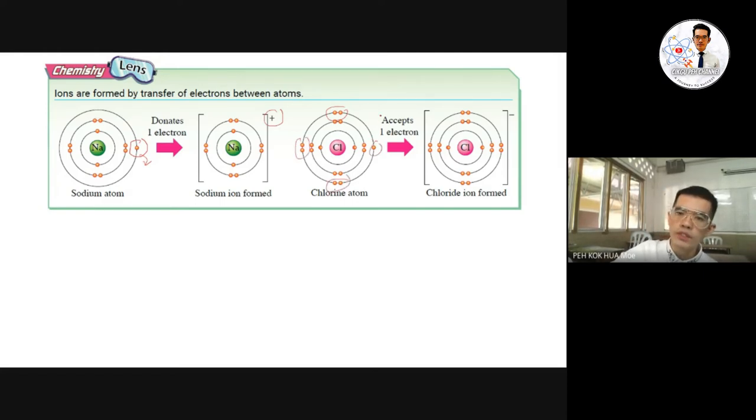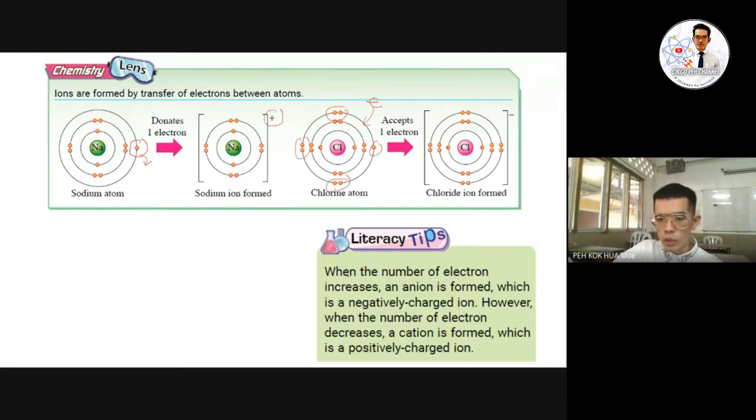To achieve a stable condition, the outer shell must have 8 valence electrons. To fulfill this condition, chlorine will receive 1 electron and become a stable ion. It will appear as a negatively charged ion. When the number of electrons increases, an anion is formed, which is a negatively charged ion. However, when the number of electrons decreases, just like the case of sodium losing 1 electron, it becomes a cation.